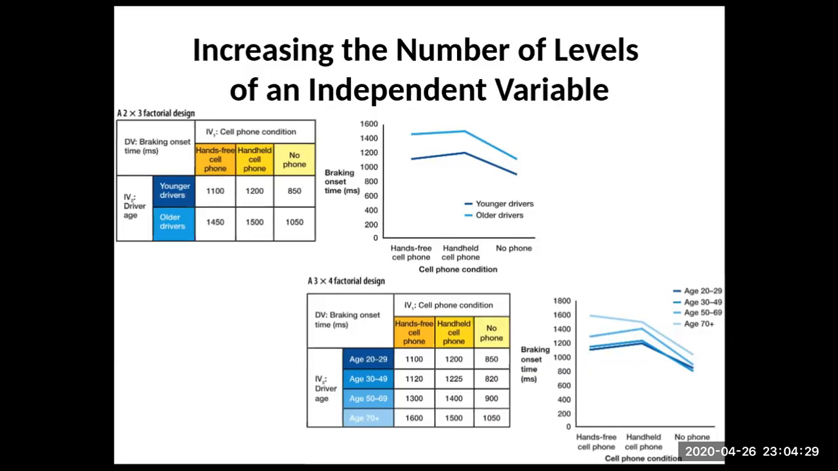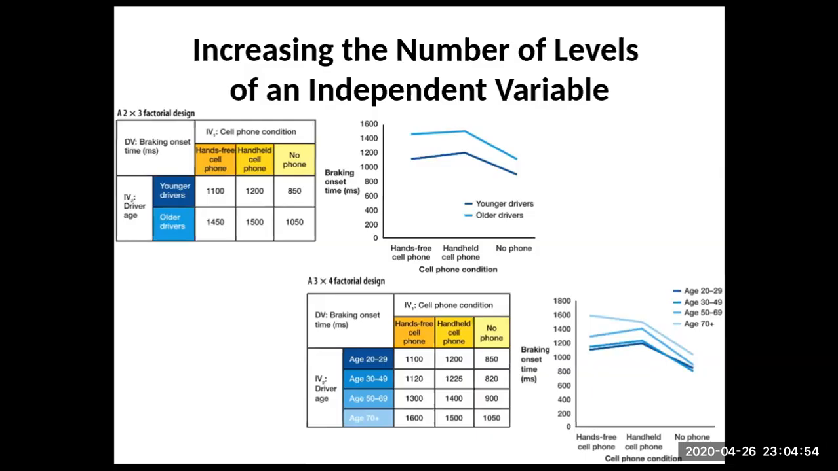What about this one? Breaking onset, cell phone condition, driver age. Here we have IV1, 3 levels, hands-free, handheld, and no phone at all. And for age, it was broken down into 4 levels, 20 to 29, 30 to 39, 50 to 69, and 70 plus. So in this case, we would have a 3x4 design.